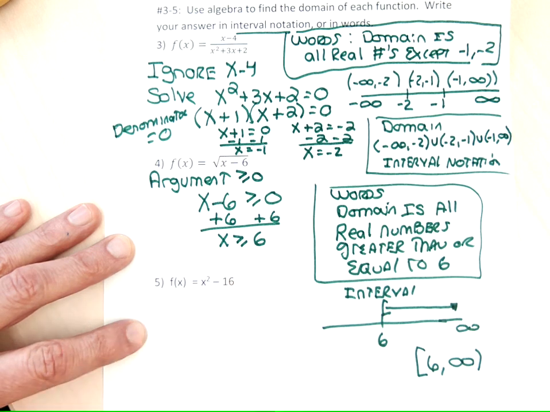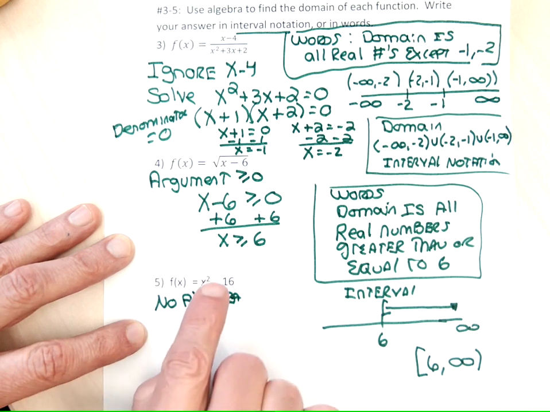Number 5, this is a polynomial. There's no algebra to find the domain of a polynomial. It's not a fraction, it's not a square root. If I give you a problem that's not a fraction or a square root, the domain's all real numbers and there's no algebra. I think I regularly put this on the test.